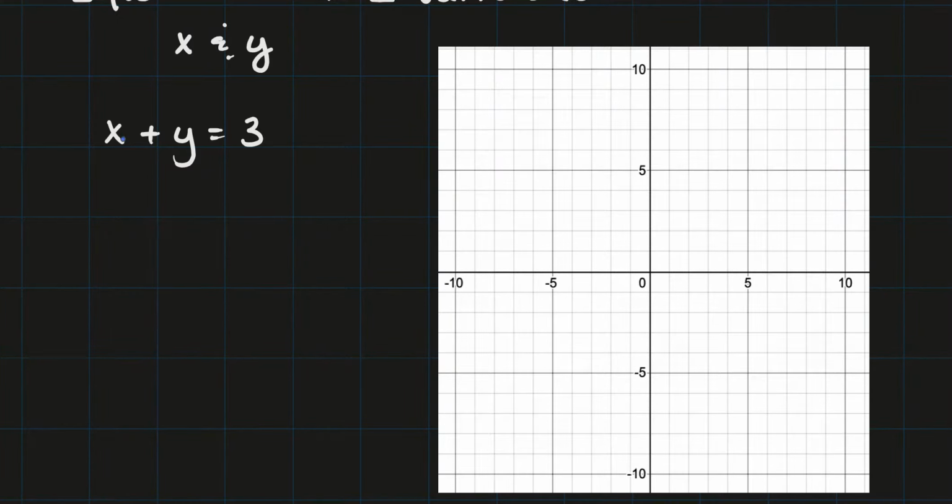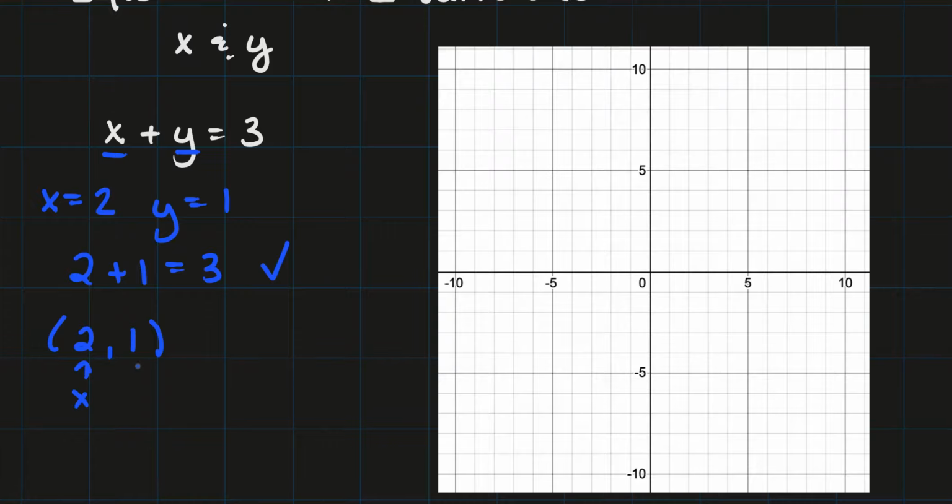So maybe you can think of two numbers, an x and a y, and when you add them, you get 3. Let's say x is 2, y is 1. Well, 2 plus 1, following this right here, that is equal to 3. And this corresponds to the point 2, 1, because this is the x coordinate and this is the y. So let's put a point on the graph at 2, 1. This is a point on this graph.